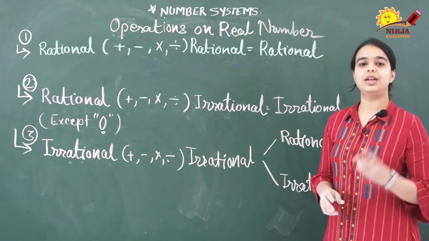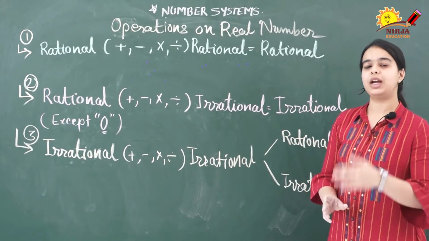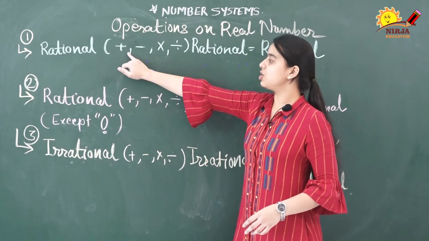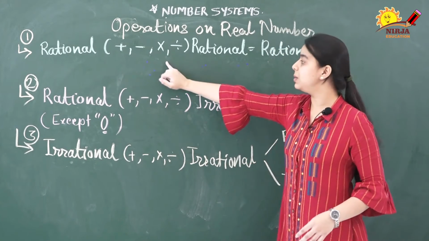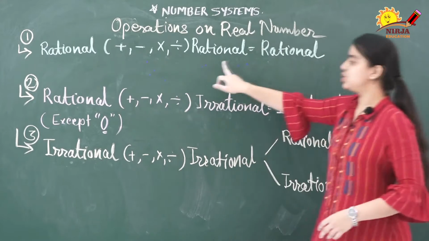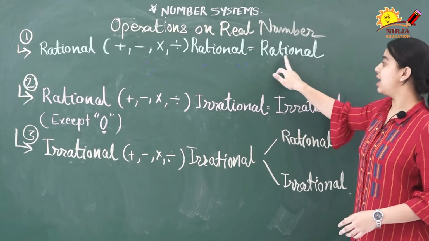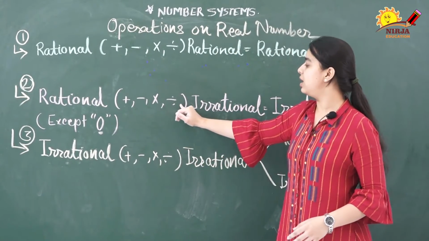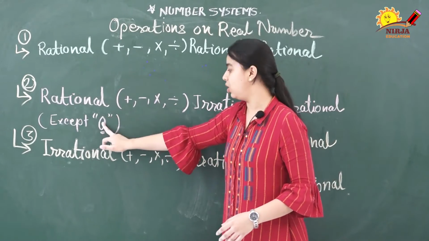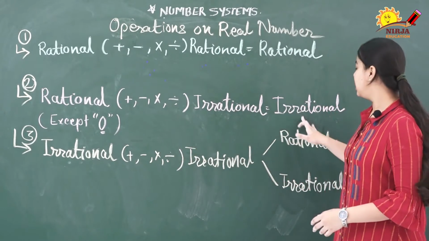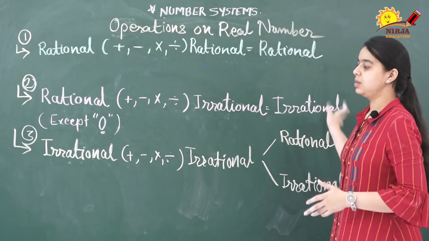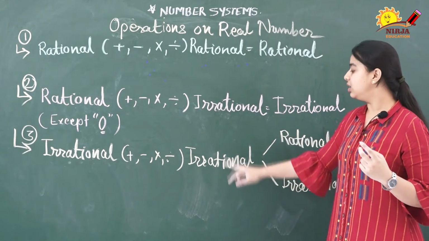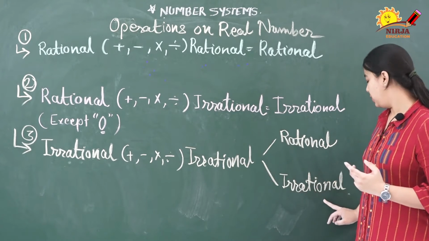So just now we have seen three examples and we can conclude from those examples like this. If I perform various operations like plus, minus, multiplication and division of two rational numbers, then the result will always be a rational number. If I perform plus, minus, multiplication and division of one rational number except 0 and one irrational number, then the result will always be an irrational number. For two irrational numbers, there are two possibilities. Either the result will be rational or the result will be irrational.